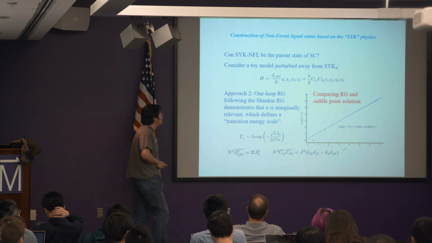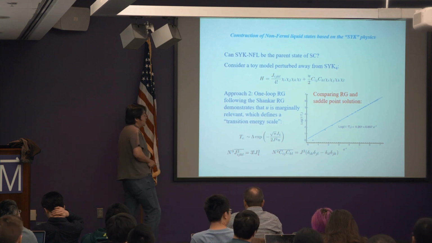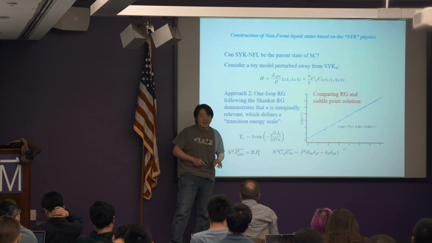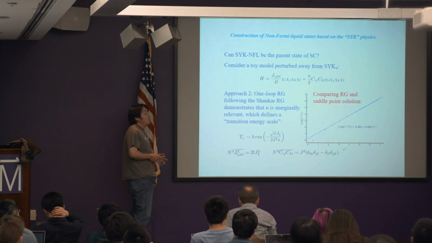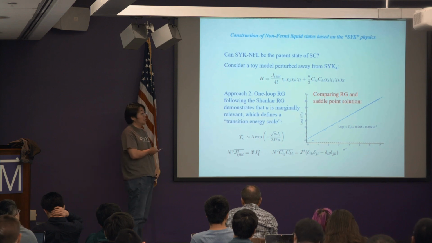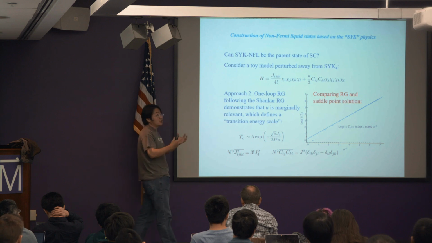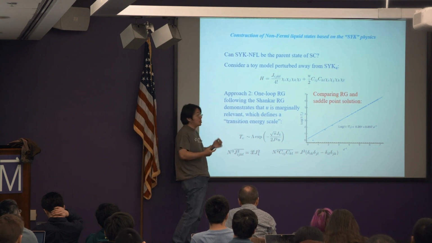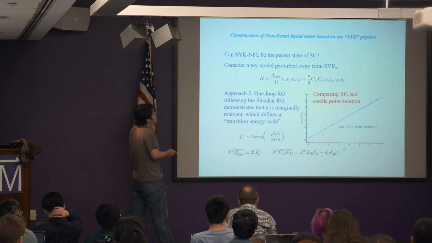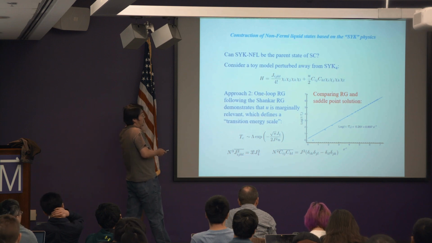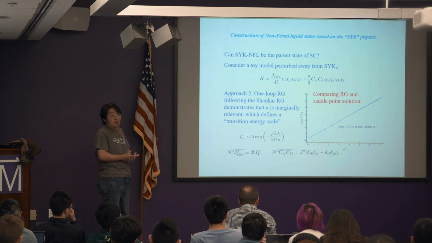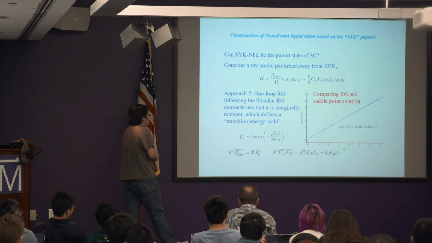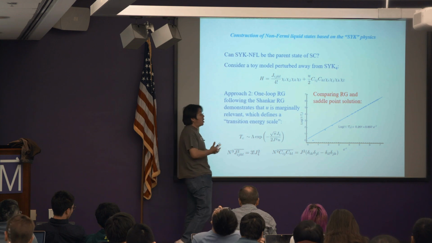Another thing to do, which is very much like the Shankar RG, is to do a one loop RG calculation for the U. It's the same kind of bubble diagram as Shankar did. Since we know the exact correlation function of the fermion, we can calculate the large-N limit one loop RG exactly.